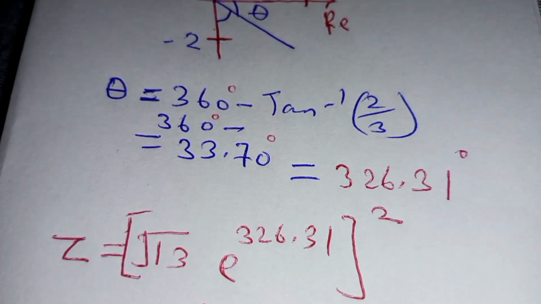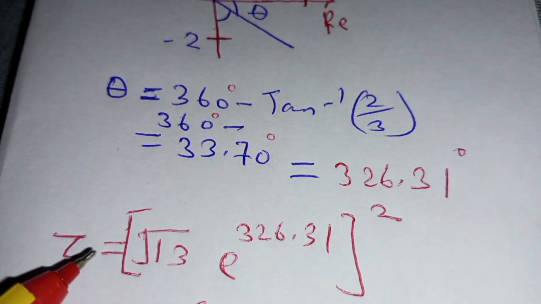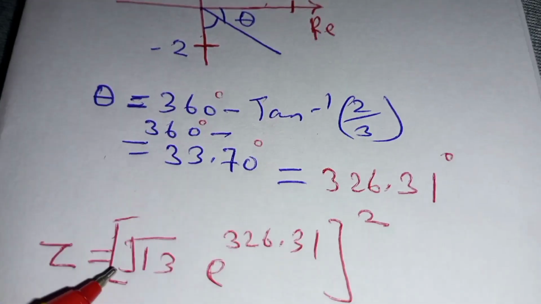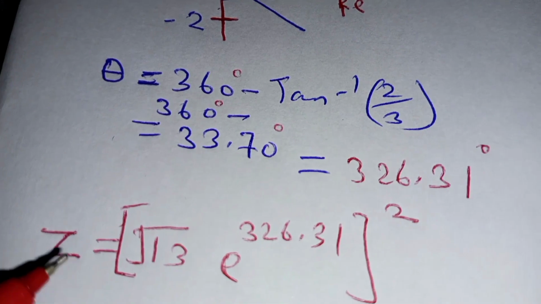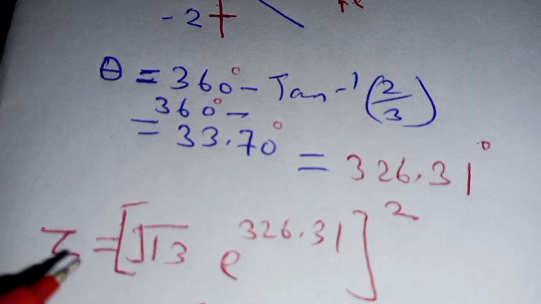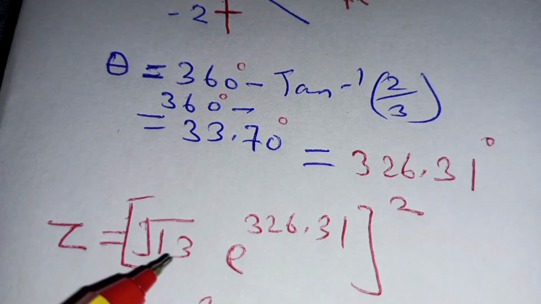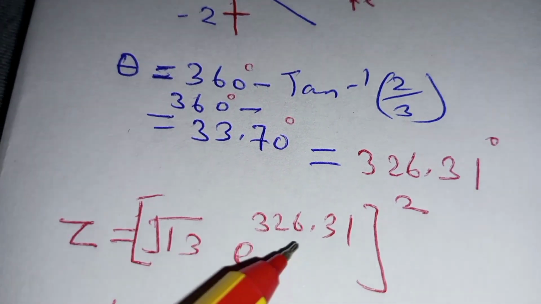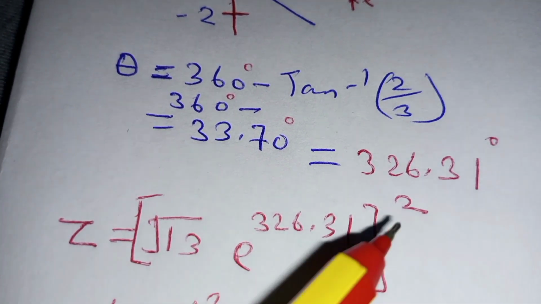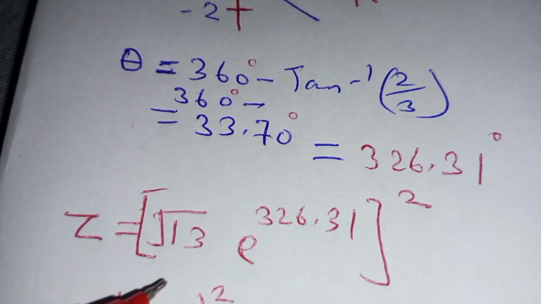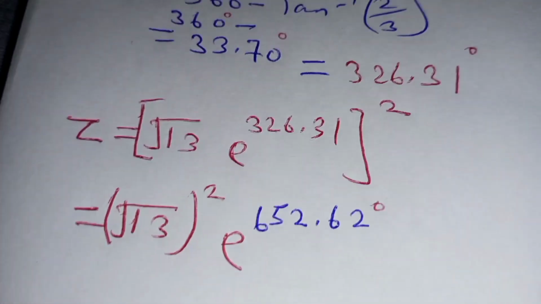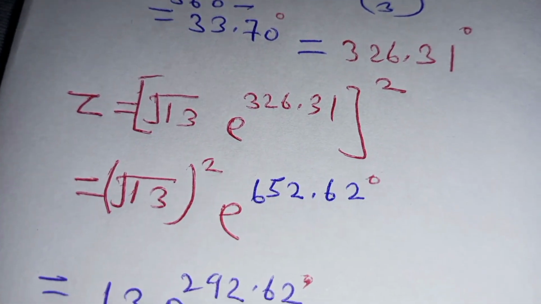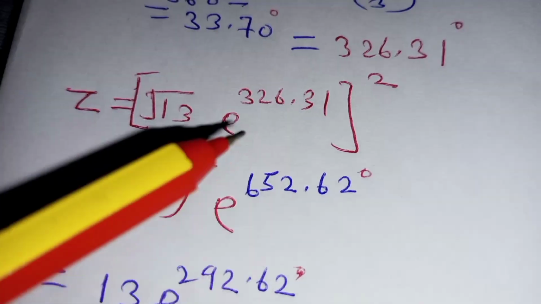Then the equation you are going to solve is, we substitute the value of r, because you are going to write it in polar form. We substitute the value of r. Our r is root 13, exponential 326.31, then we square. When you square root 13, it is going to give you 13.